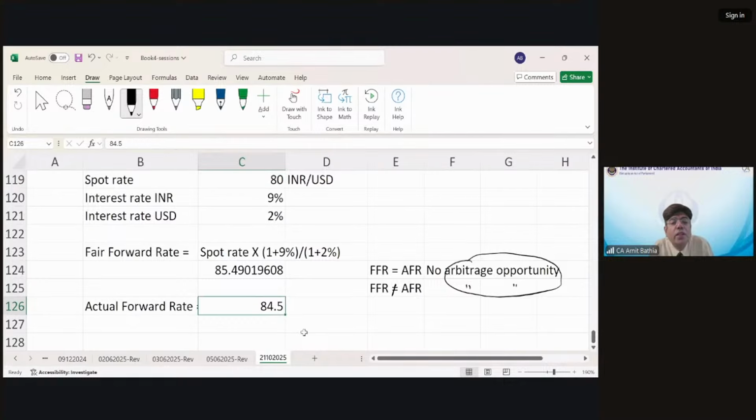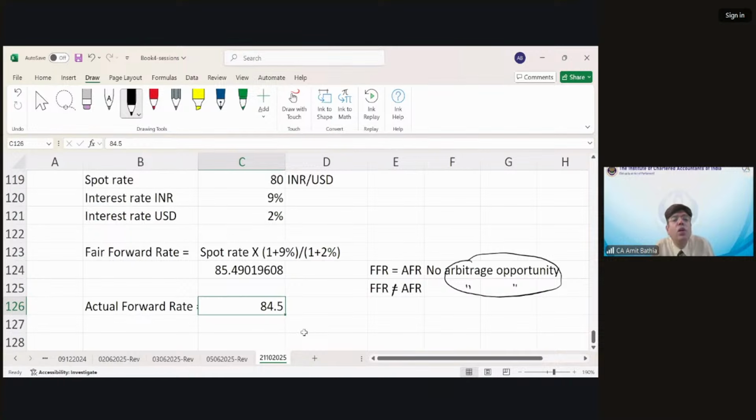So I can always sell that in the spot market in the future if I want to have that particular thing available, right? Because the actual forward rate the banker is providing me is cheaper compared to what, in my opinion, is the fair forward rate. So, what do you mean by fair forward rate?